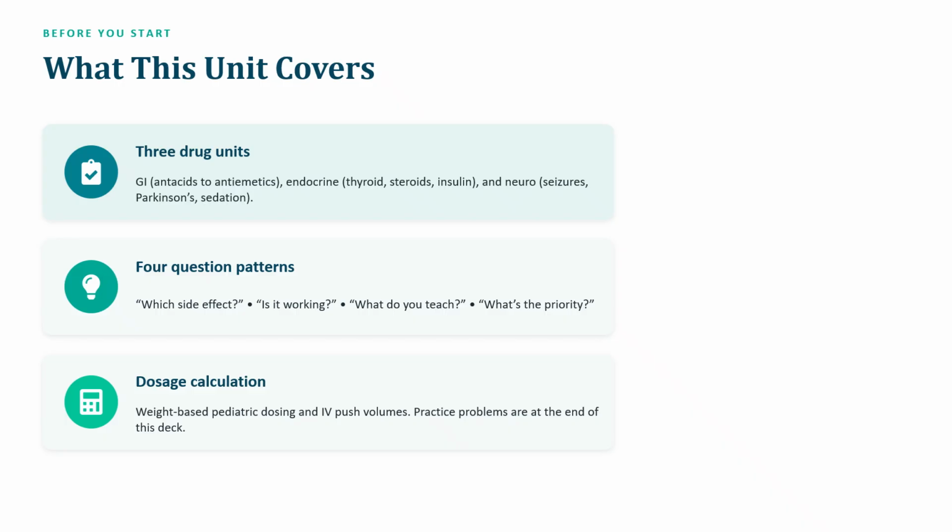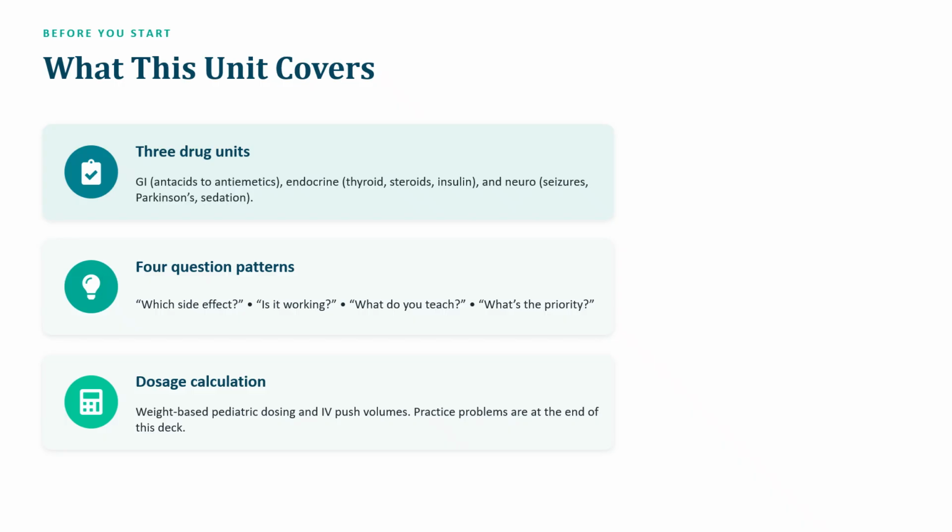GI covers antacids, acid suppression, ulcer treatment, bowel management, antiemetics, and chronic bowel disease. Endocrine covers thyroid replacement, antithyroid hormone, glucocorticoids, insulin, metformin, and desmopressin. And then neuro covers seizure medications, Parkinson's medications, migraine, glaucoma, and sedation. And you will see also weight-based dosage calculation.